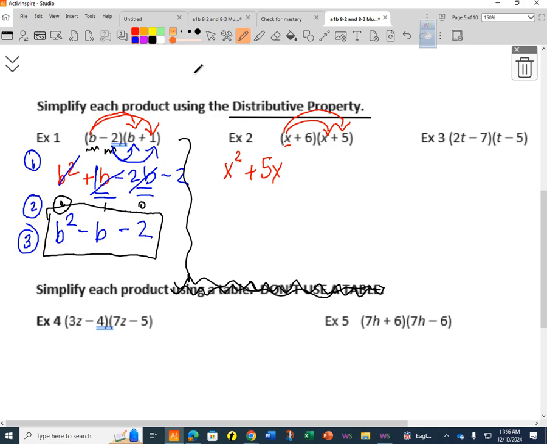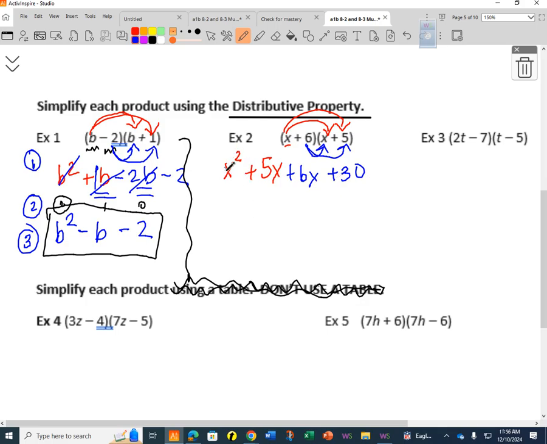Now we've got to use the distributive property and distribute the 6 to everything here. So Corey, what's 6 times x? Perfect. What's 6 times 5? So we're distributing that 6, the last term. What's 6 times 5, Swan? Yes. They're both positive, so it's a positive 30.